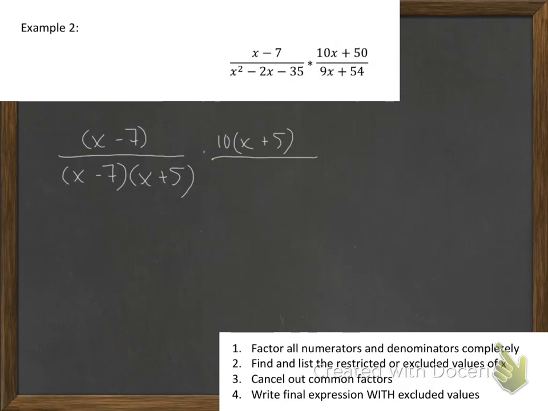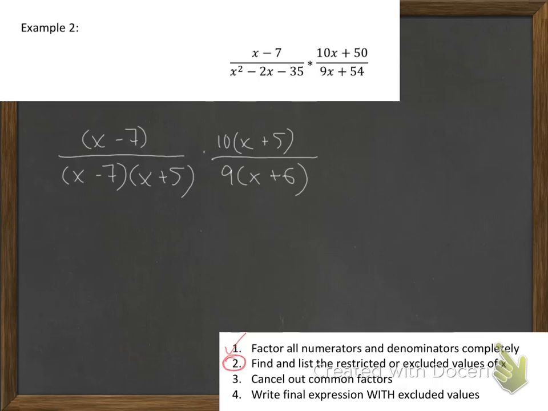Then we have 9x plus 54. Similarly, we can factor out a 9. We get 9 times the quantity x plus 6. Okay, so let's look at our steps here. We have factored all of our numerators and denominators completely. Remember, before we can do the fun and exciting part of canceling things out and simplifying them, we need to think about our restricted values.